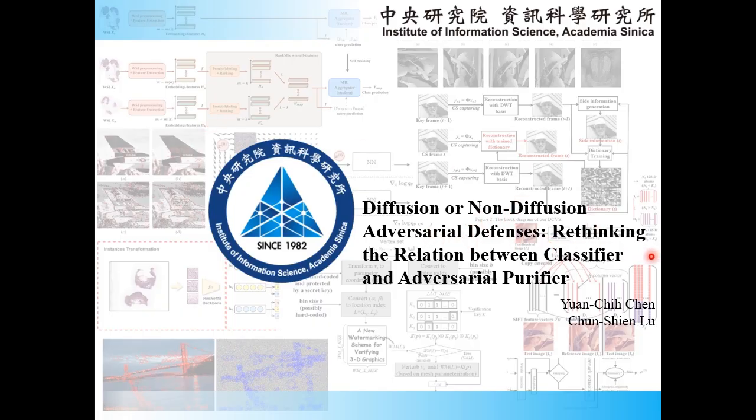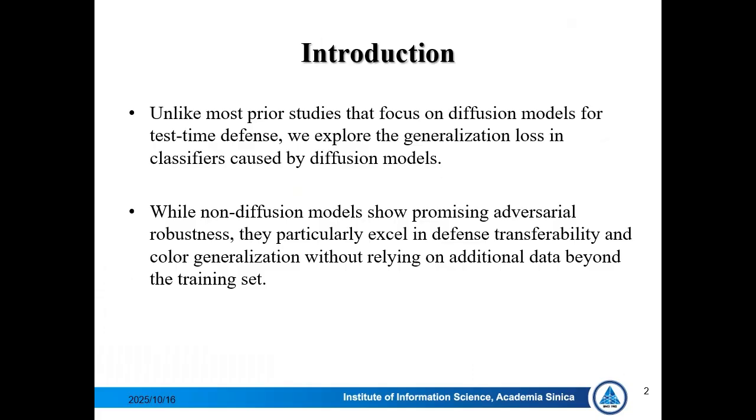Diffusion or non-diffusion adversarial defense: rethinking the relation between classifier and the adversarial purifier. This study focuses on explaining the generalization gap between classifier and the adversarial purifier. The motivation behind this work is to find the drawback of widely used diffusion-based adversarial purifiers. I will begin by explaining the findings briefly before moving on to our methodology, results, and the conclusions.